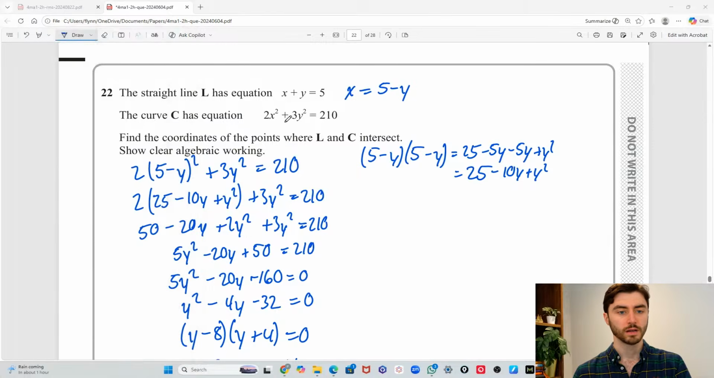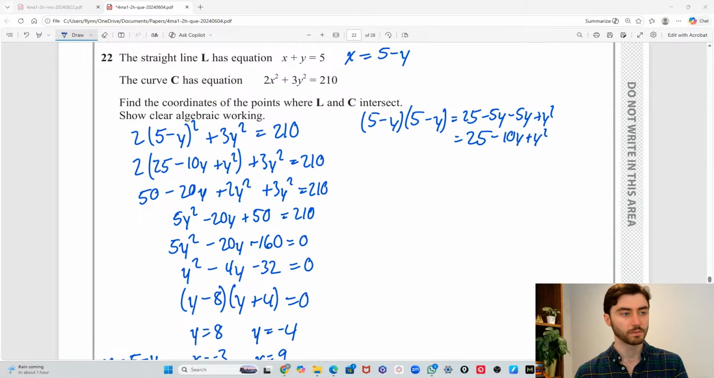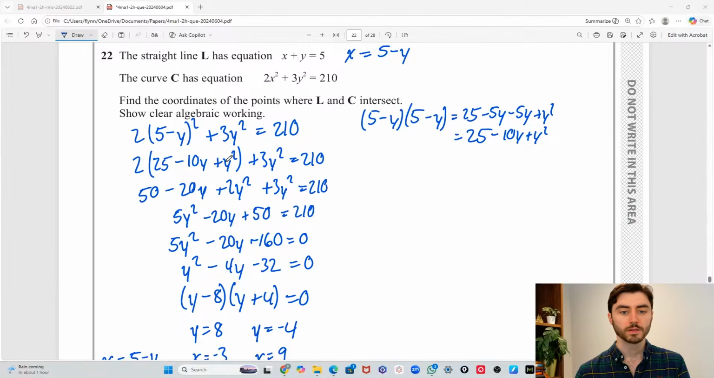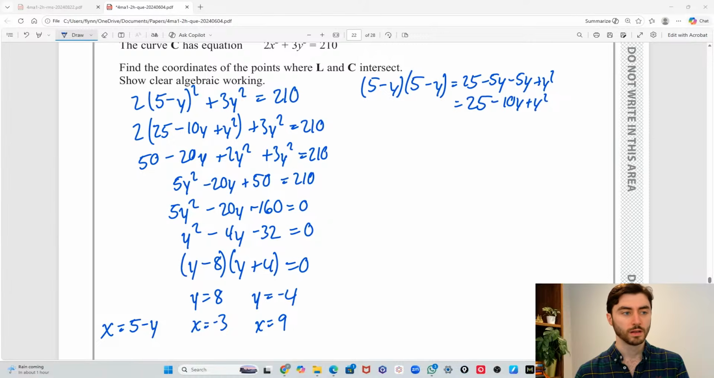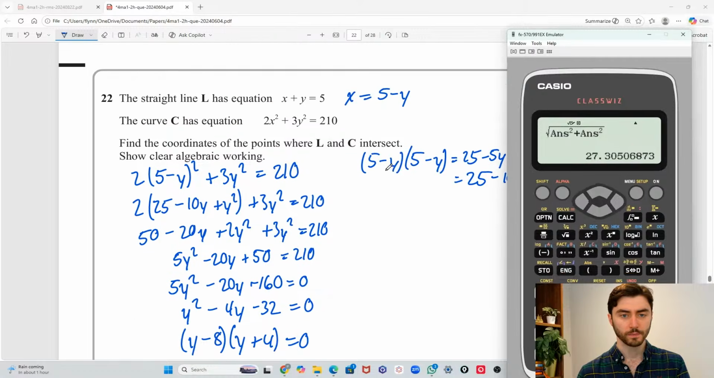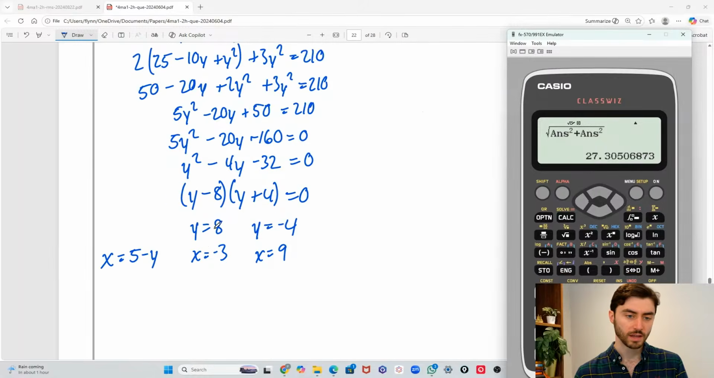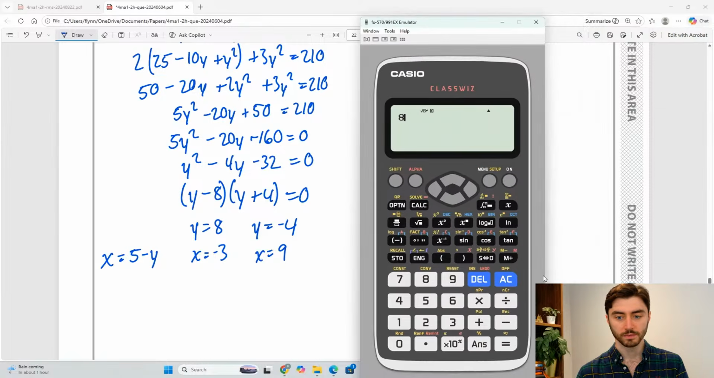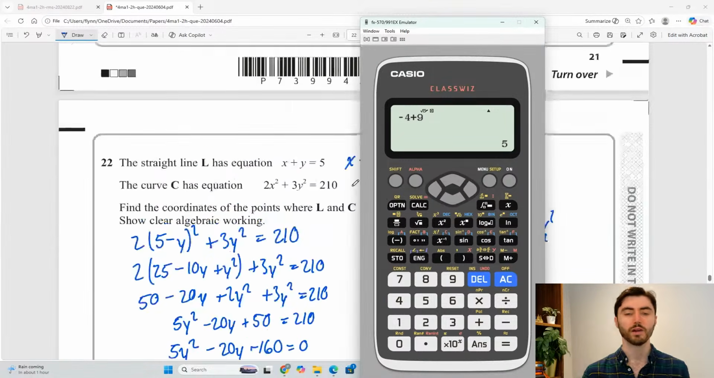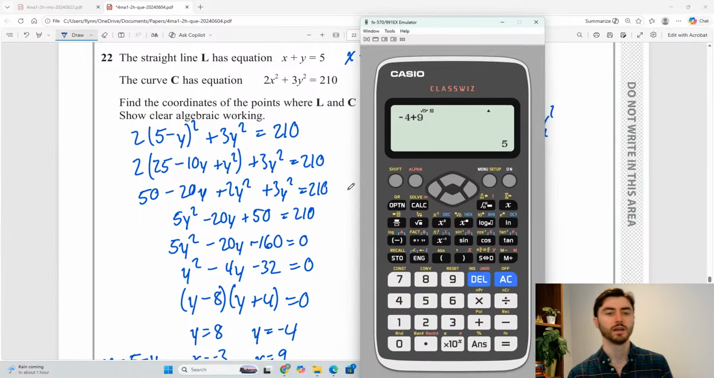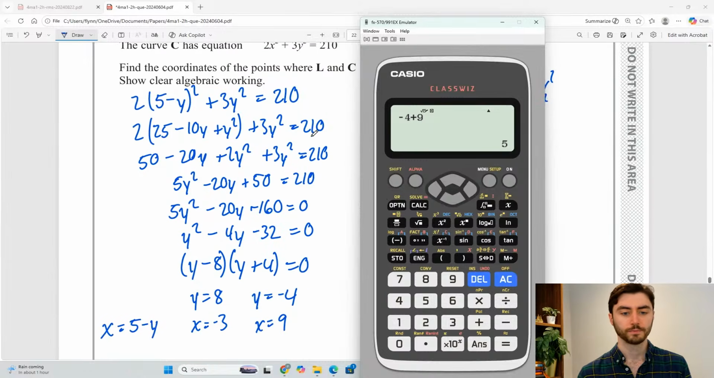So here, find the coordinates. This is going to be really simple to verify. Let's just plug them back in. So let's confirm, first of all, that if I add them together, I get 5. So 8 plus minus 3 is 5. Minus 4 plus 9 is 5. So they both lie on the line. Let's make sure they both lie on the curve.